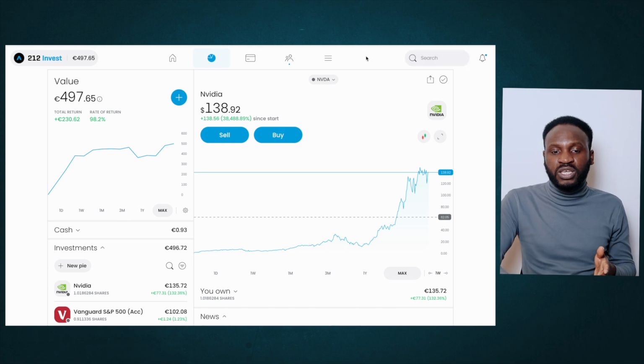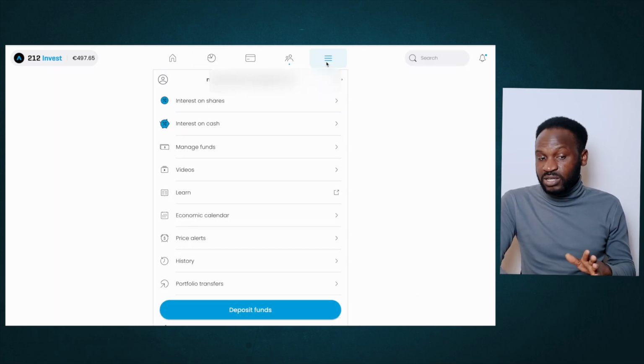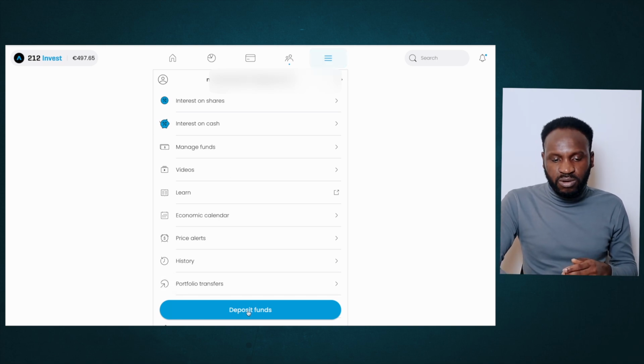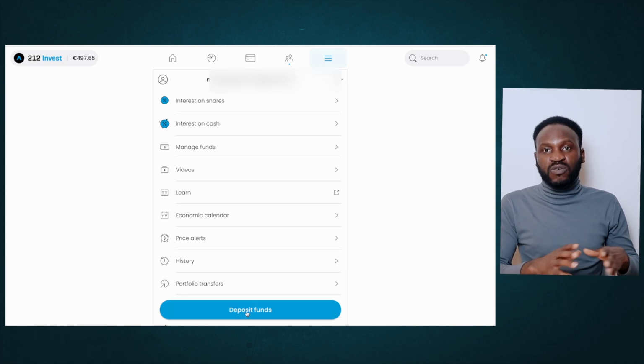To deposit money, you just need to click on this 3-dot icon at the top. It will be showing the same thing on your smartphone. All you need to do is click on deposit, and you are going to follow the process of how you can deposit money into this platform. Let me show you so that it will be very simple and easy for you.